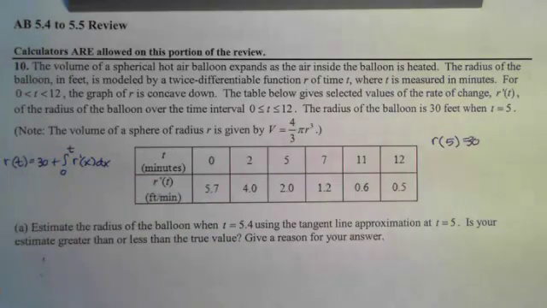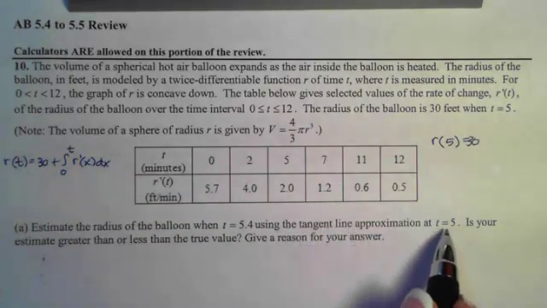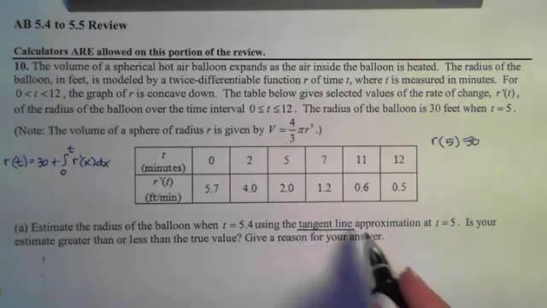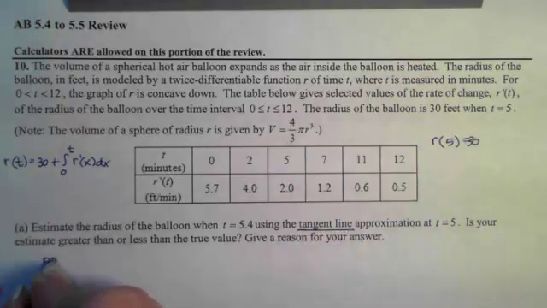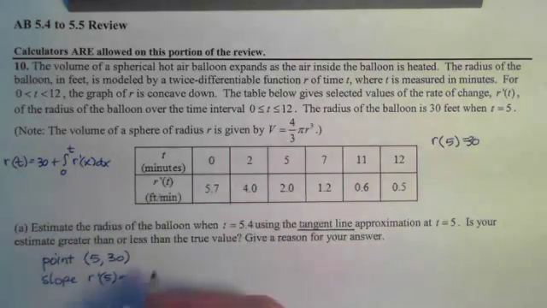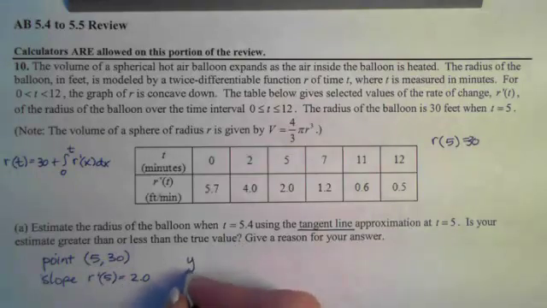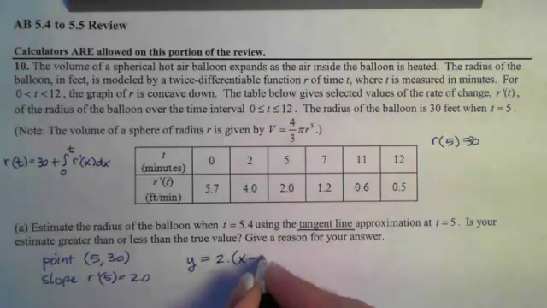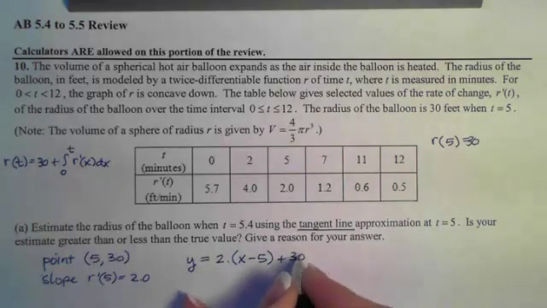In part A, we want to estimate it using the tangent line approximation at t equals 5. Because we want a tangent line, we're going to do a point and a slope on the graph of r. When t is 5, we know that r is 30. The slope will be r prime of 5, which we can look up here, is 2.0. Once we've got the point and the slope, we can write the equation of the line, which is the slope times x minus 5 plus 30.